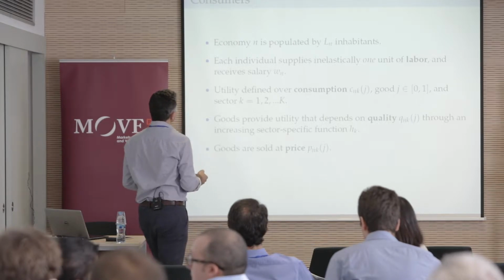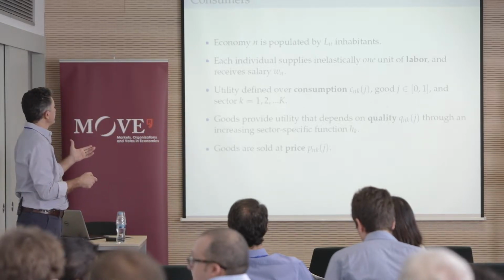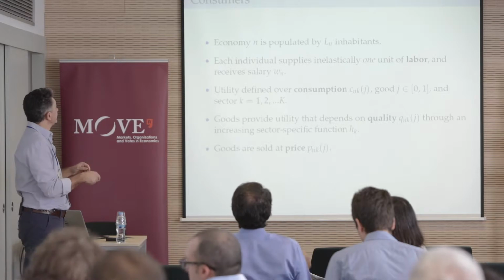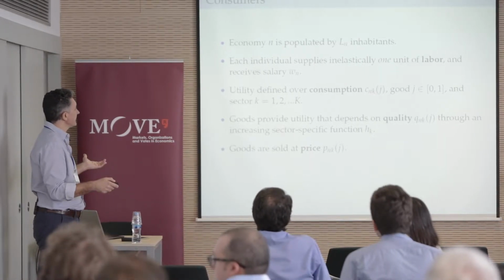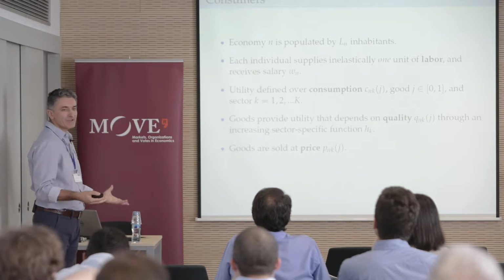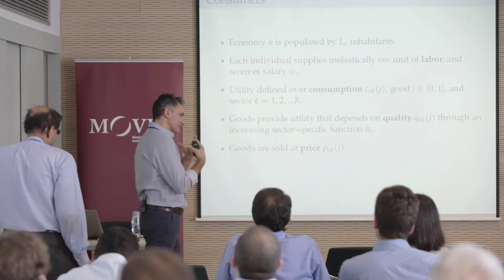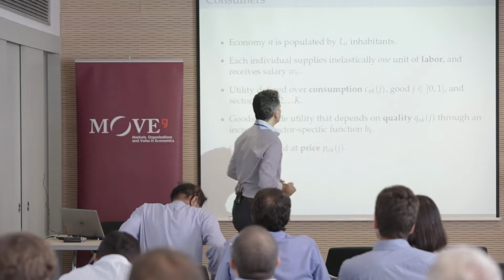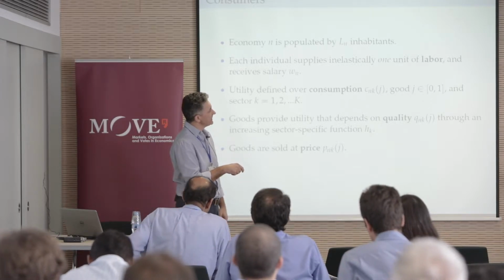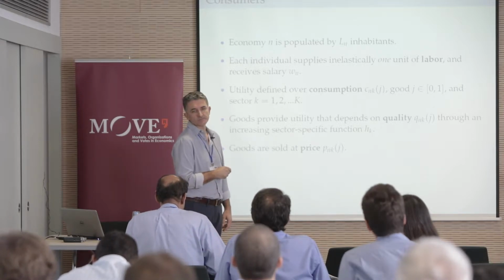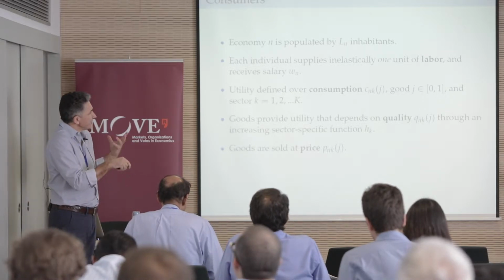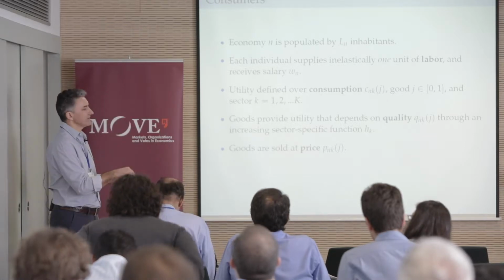So we have an economy. Pretty much everything is standard. There are inhabitants in a country N. We are going to have different countries. These inhabitants supply labor and get a salary. Then there are a number of sectors that go from 1 to capital K. Each of these products has a quality content, denoted by q_kj(n). This means the quality of product j that belongs to sector k in country n. Now, quality delivers utility to consumers through a function that we call h_k.